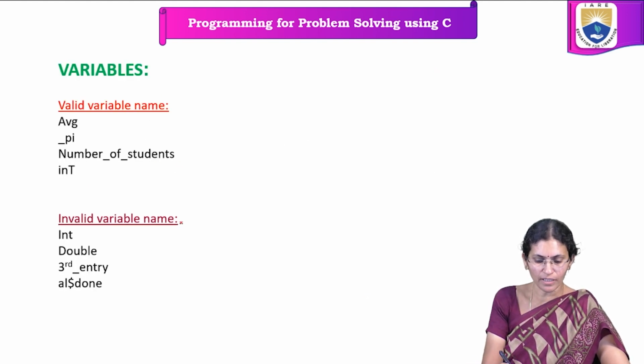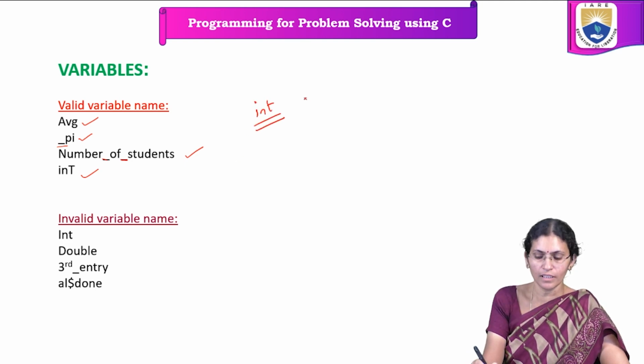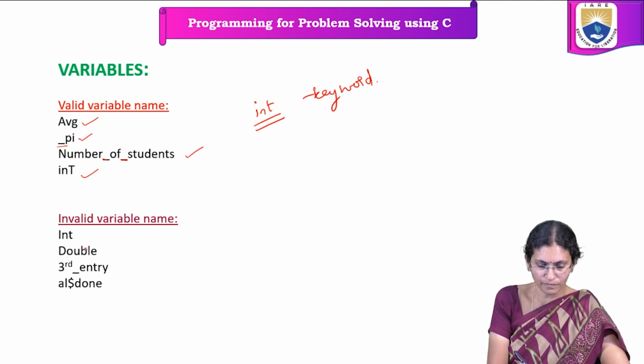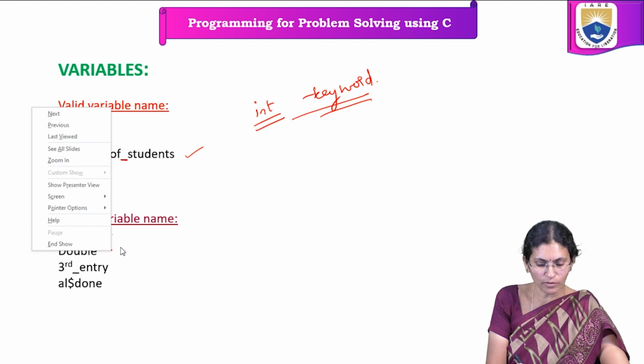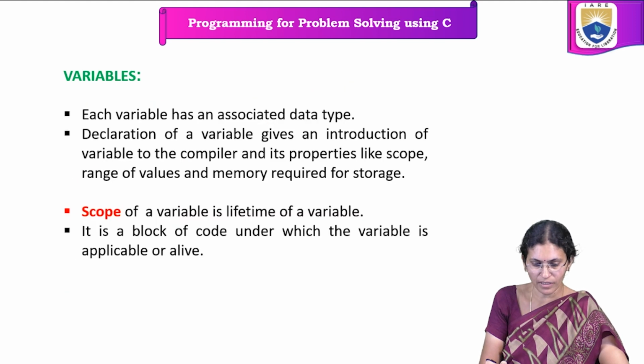Next, these are some valid variable names and invalid variable names. Some of the valid variable names are AVG, then underscore followed by PI, then number of students. You can see that we have used underscore here, and underscore is correct. Next is int. If you write int here, int is a keyword, so that cannot be used as a variable name. In the invalid variable names, int is a keyword, therefore we cannot use it as a variable name. Next, double is also a keyword, so this also cannot be used as a variable name. In the third entry, the first character is a digit, so this also cannot be used. Next, we have a special symbol, which is not allowed in a variable name. So these are some valid and invalid variable names.